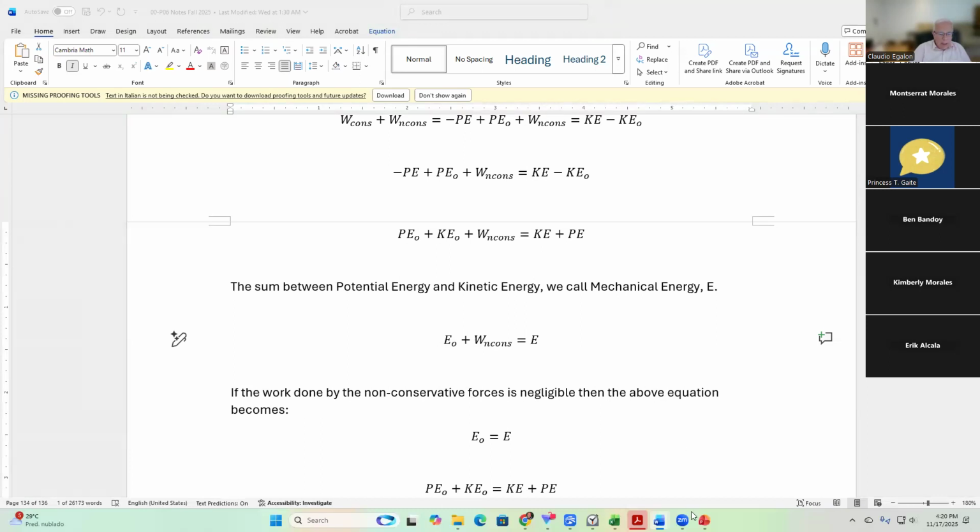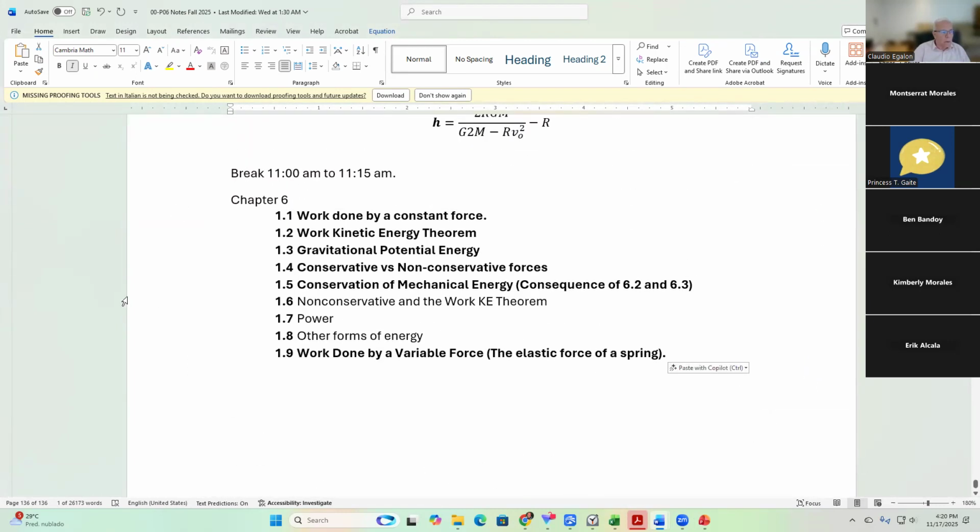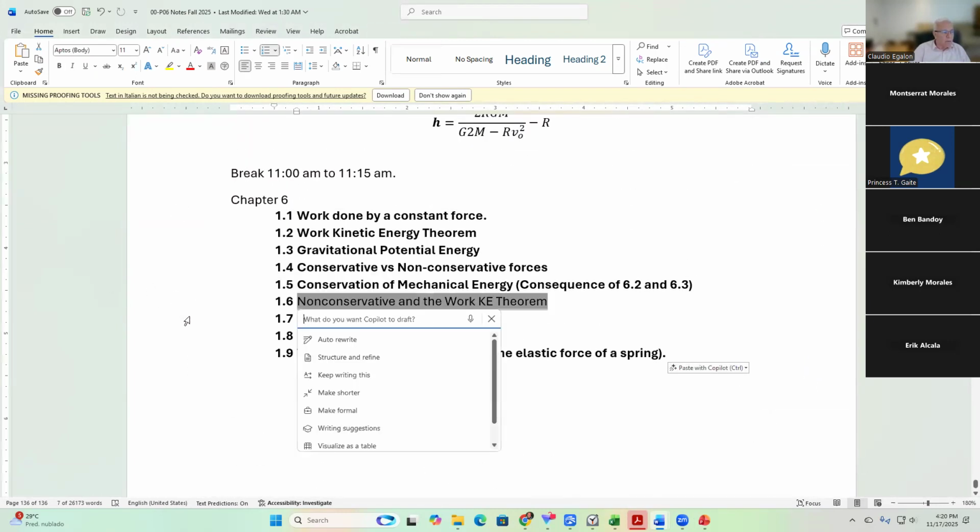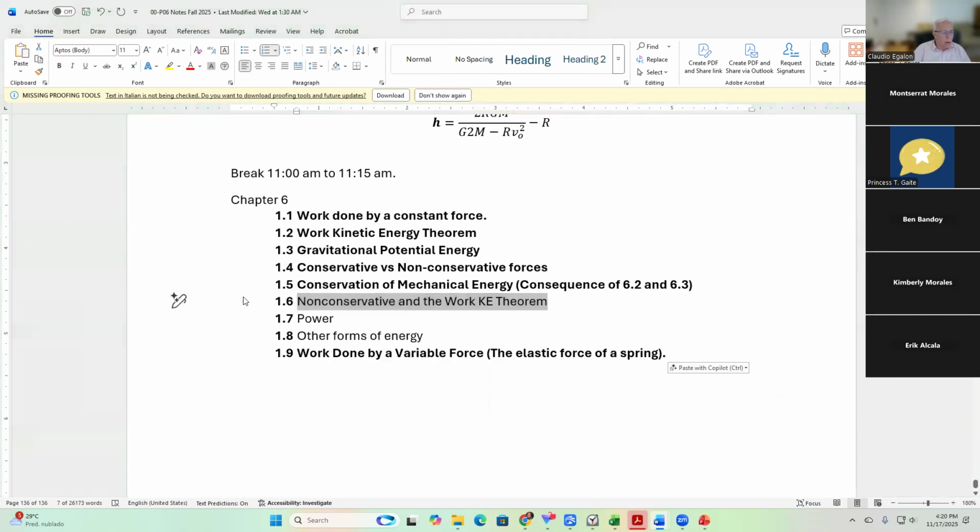What we are going to do now, okay, we're going to cover power. This one we're going to skip. And the last thing is power.